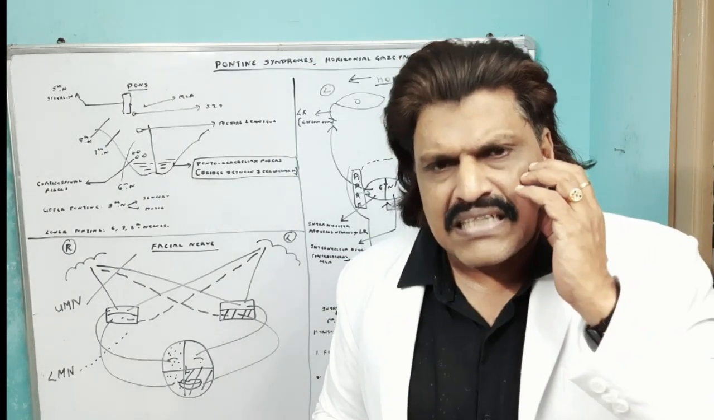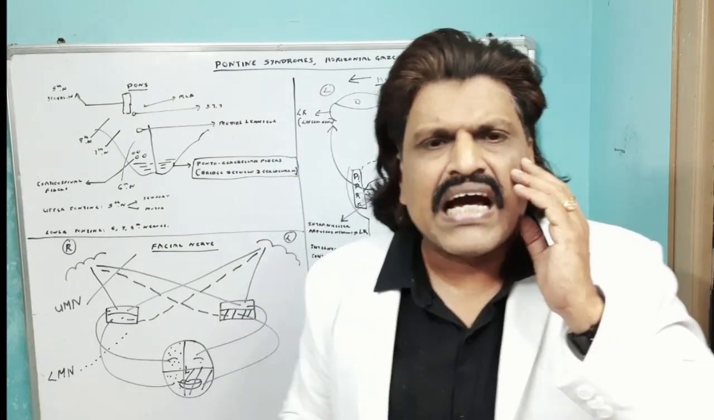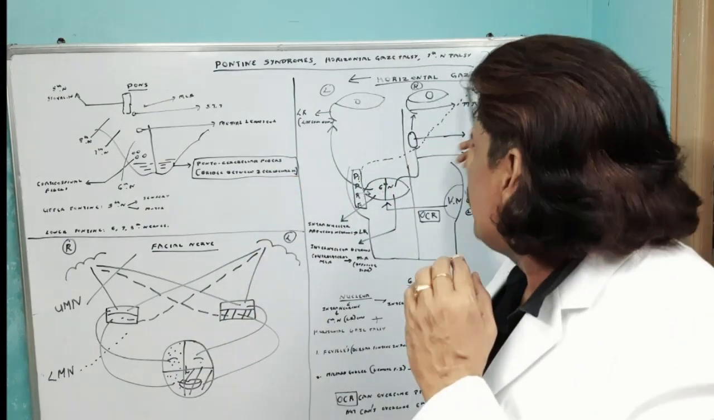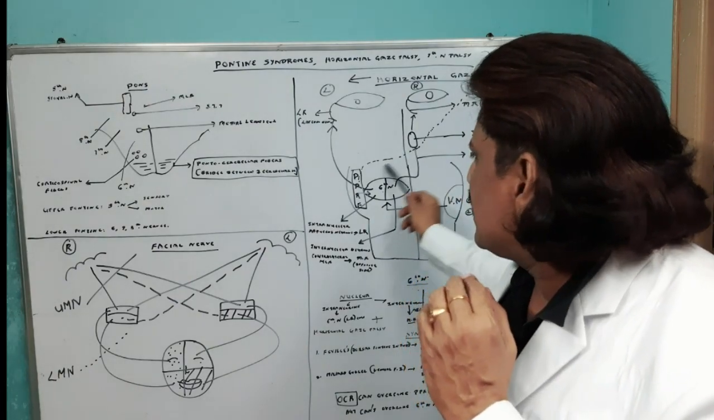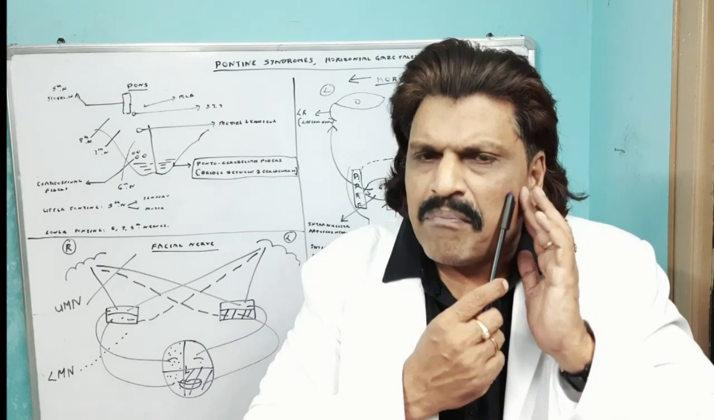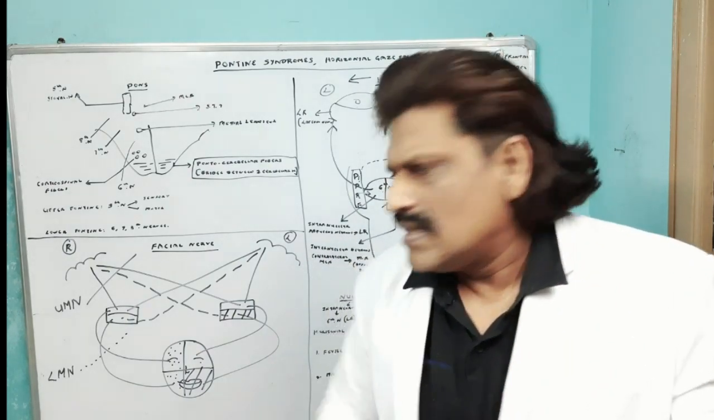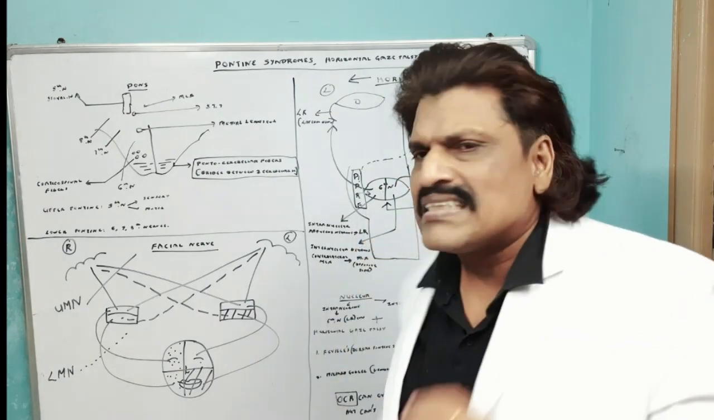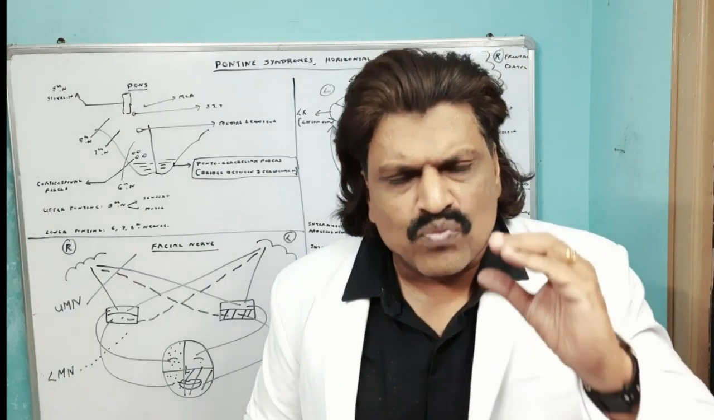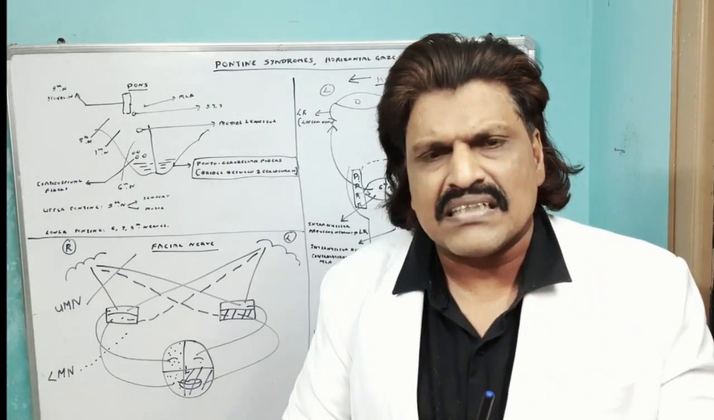So this gets supply from the right frontal eye fields, area number 8. The right frontal eye field area 8 comes and supplies the PPRF. The PPRF connects with the sixth nerve nucleus. This is very, very important. We need to pay attention to understand this.